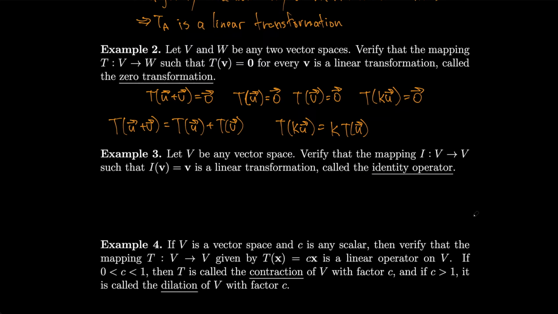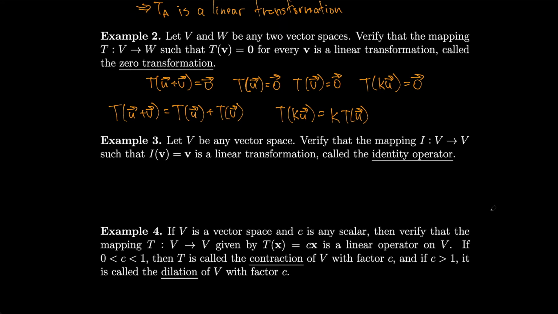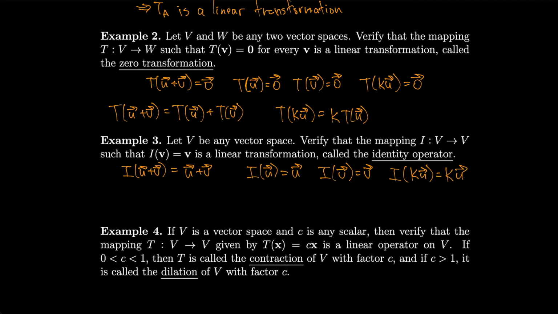Let's let V be any vector space and verify that the mapping I from V to V such that I of v is equal to v is a linear transformation called the identity operator. So let's look at I of u plus v. Well, that would just be u plus v. The identity operator just leaves you with the vector you started with. Let's look at I of u. So that would be u. I of v is just v. I of ku is just k times u.